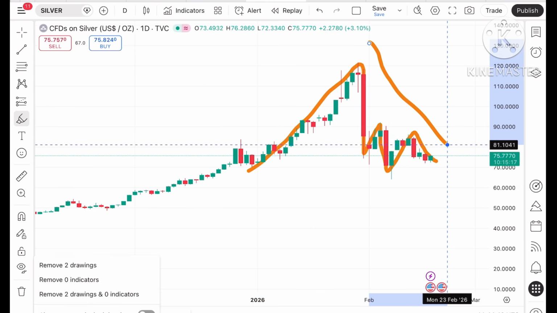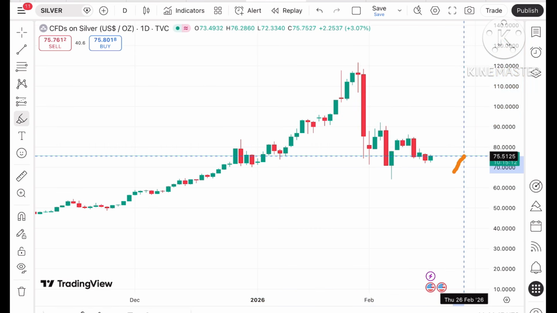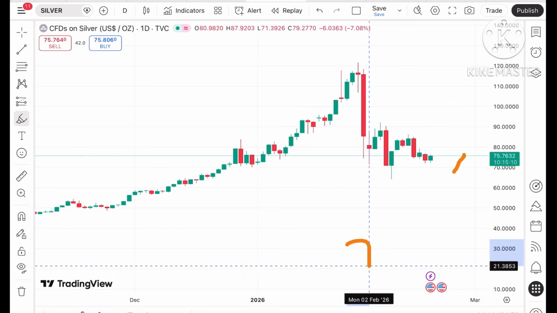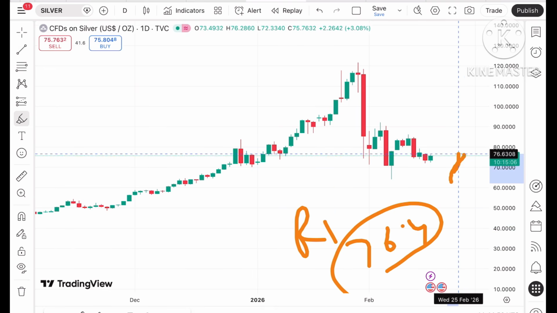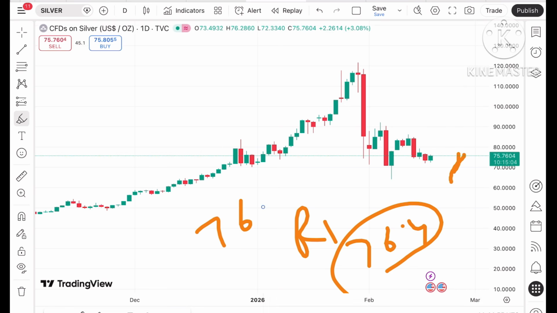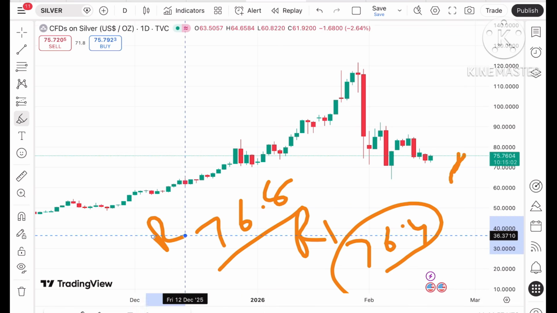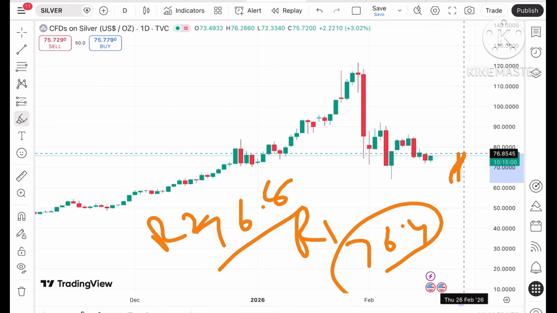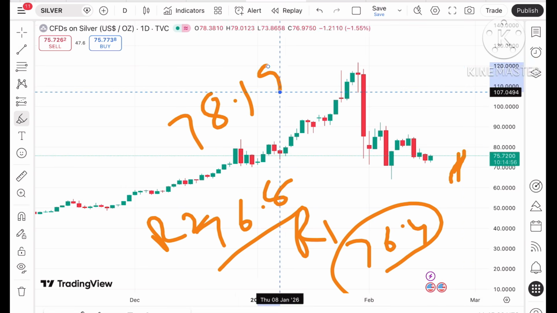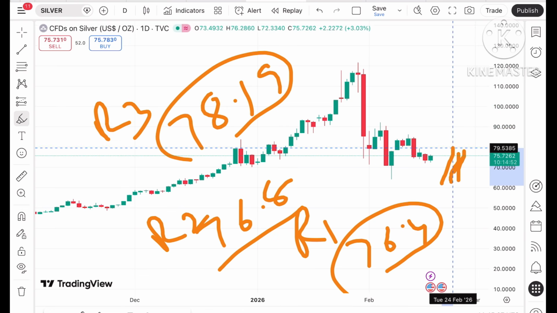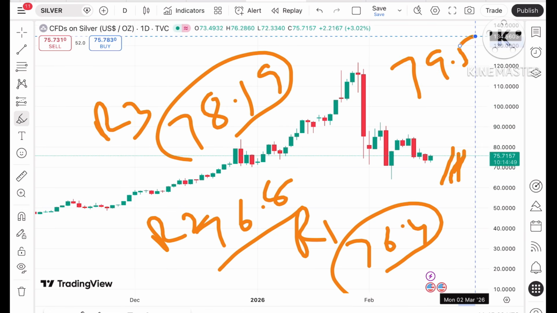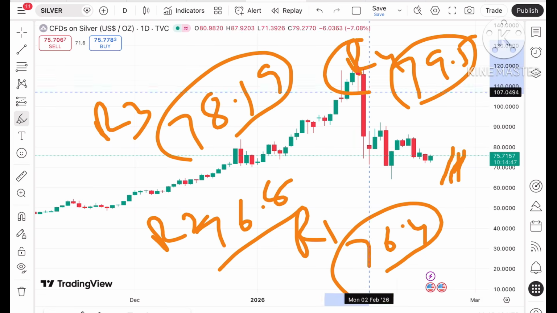So what we can see looking at this particular chart, suppose if it sustains, it can touch today's half around 76.4, which is a resistance one, and if the price moves above this level, the probability of going towards 76.8 can be seen, which is resistance 2. And once the price moves above that particular level, the chance of going towards 78.19 is there, which is resistance 3, and if the price goes above that particular level, the chance of going towards 79.5 is there, which is resistance 4.